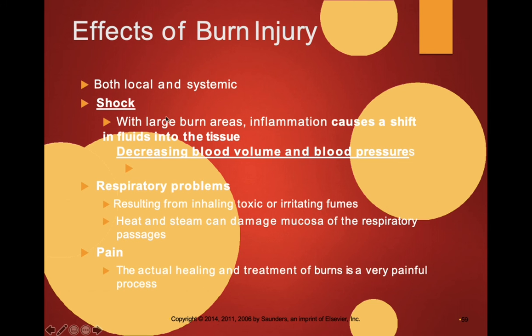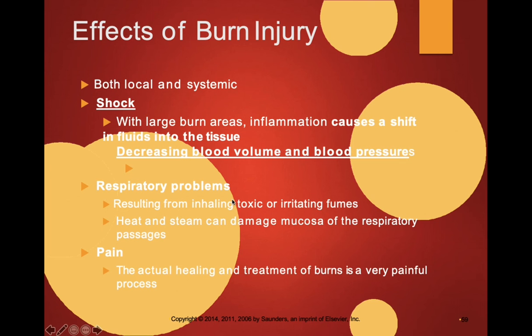Shock is a biggie. Shock happens with large burn areas of inflammation because it causes this shift of fluid into the area. When you cause a lot of blood shifting into one area, it's going to decrease the blood volume and the blood pressure to other parts of the body. And this is when people go into shock and they faint, because it's easier to pump blood back into the brain. If you faint and you're lying horizontal, it's a lot easier to get blood to the brain that way than standing, pumping blood back up to the brain when you're vertical.